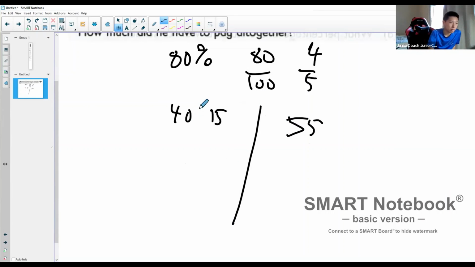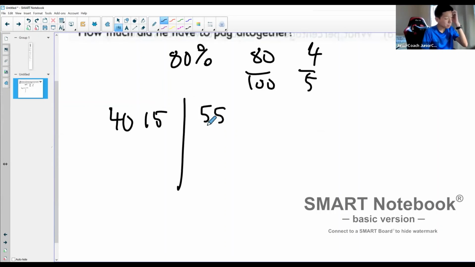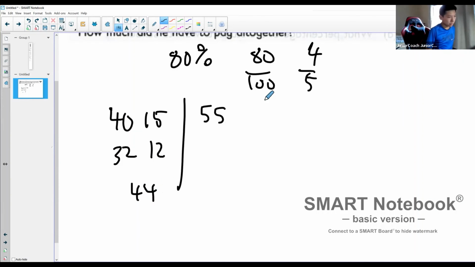So we can solve it separately, right? Sorry, this is so skewed, I don't know why. Yeah, so we can solve 40 and 15 individually, or we can solve it in a single step. In both cases, we pay 80%, which is 4/5. 4/5 of 40 is equivalent to 8 times 4, which is 32, and then here it is 12, so we get 44, and 4/5 of 55 is just 44. So the correct answer would be 44.